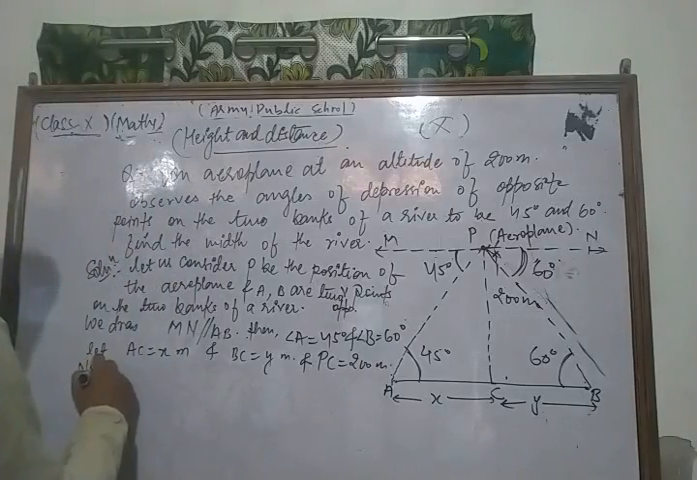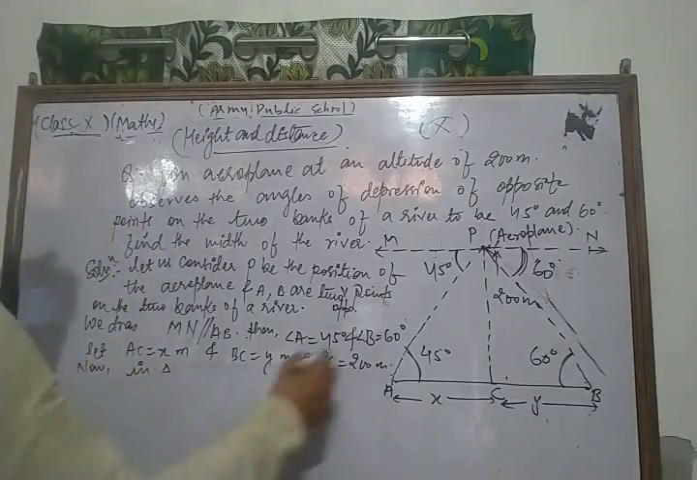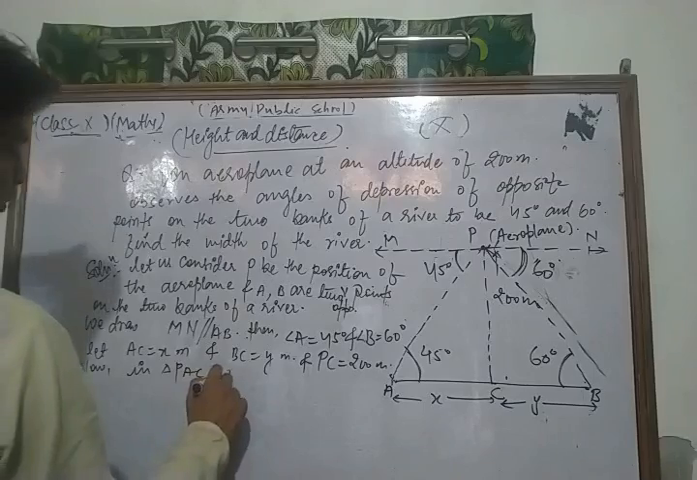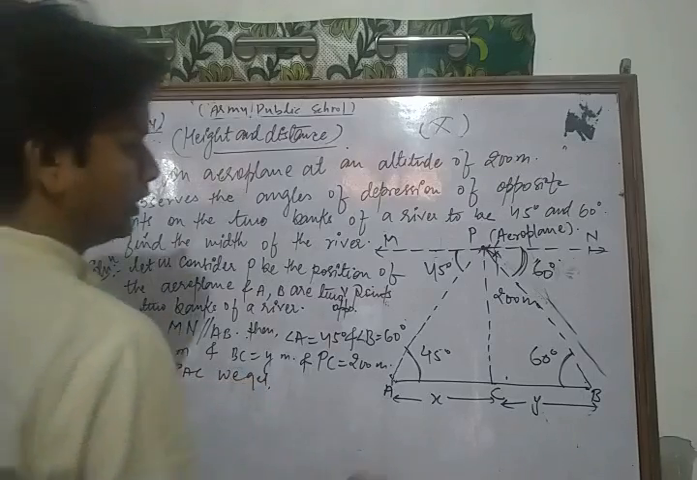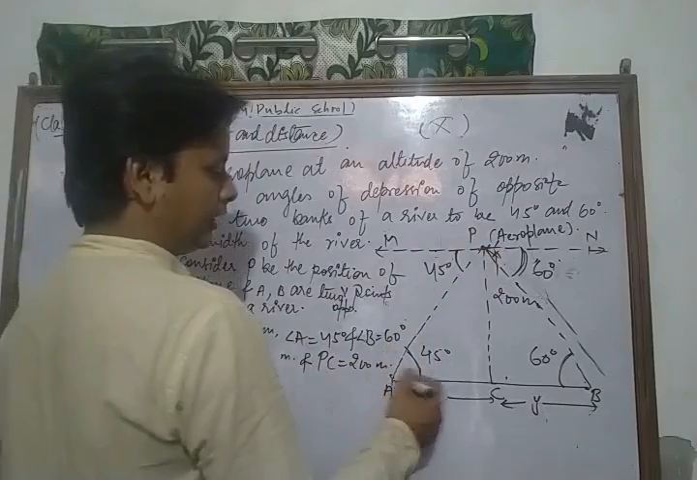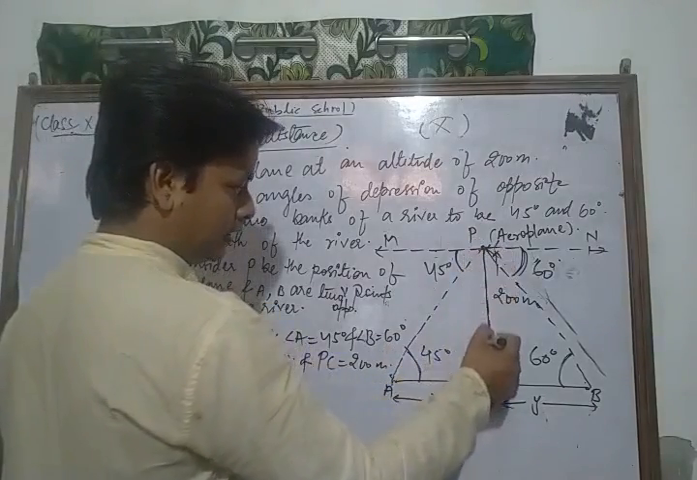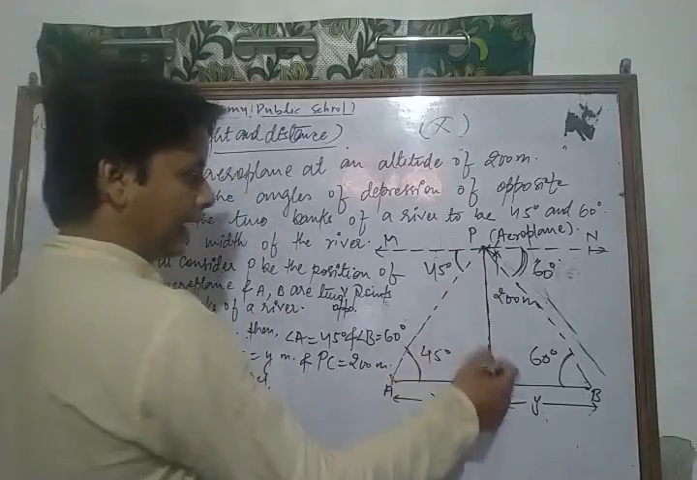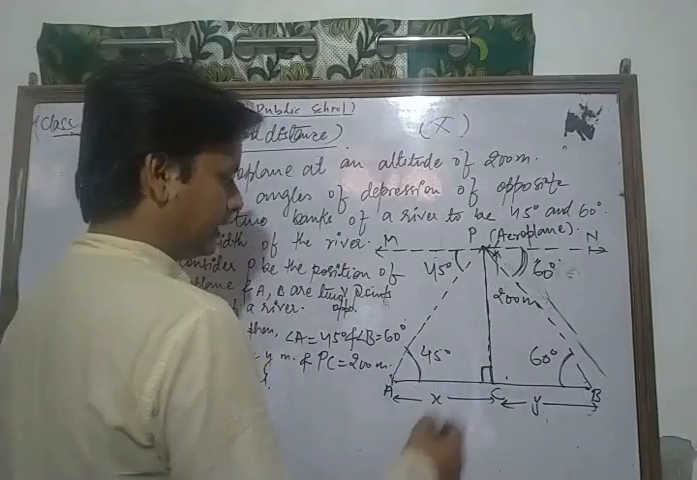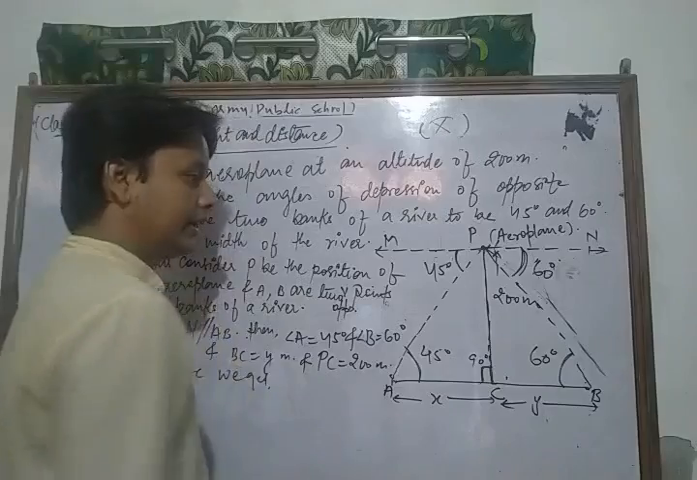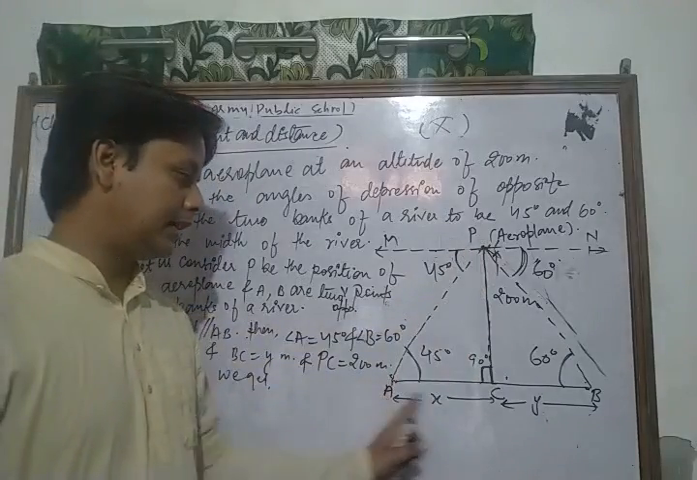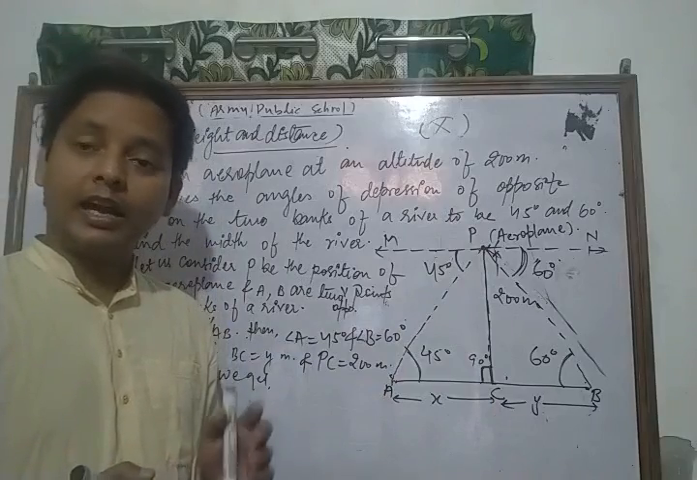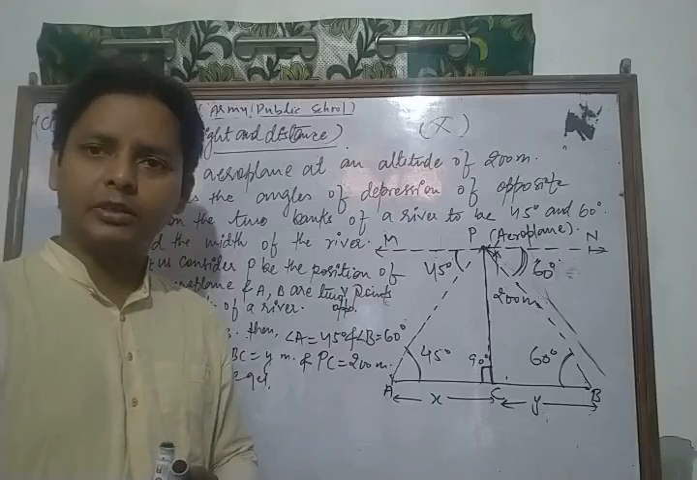Now in triangle PAC, this is your perpendicular, and this is a right angle triangle, no? Angle C is 90 degrees. So triangle PAC is a right angle triangle, and in any right angle triangle we apply the trigonometric ratios.